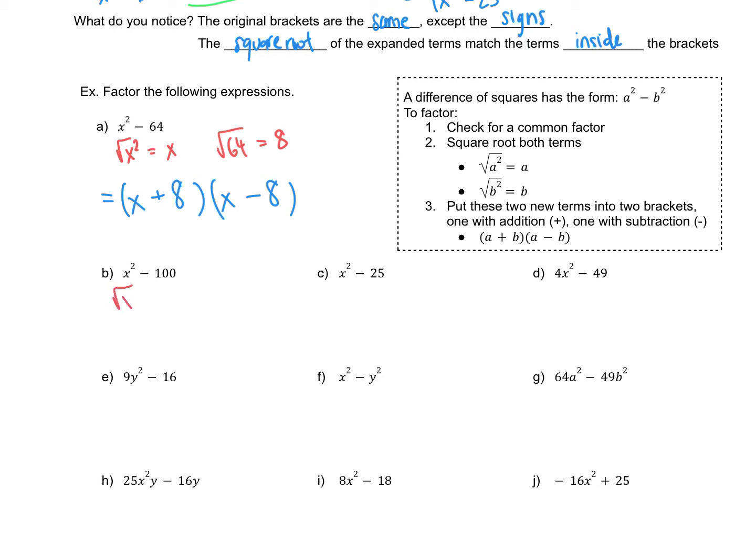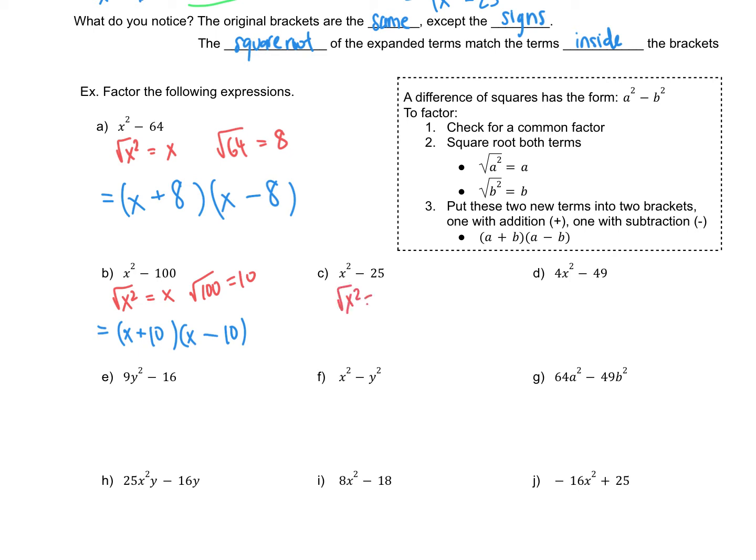So the square root of x squared is always going to be x. You're really just cutting that exponent in half. And the square root of 100 is 10. So to factor it, here are my two brackets. Because x squared was first, both will start with x, and then we'll put the 10. One that's positive, one that's negative. You try C. So pause the video, try it out, then come back.